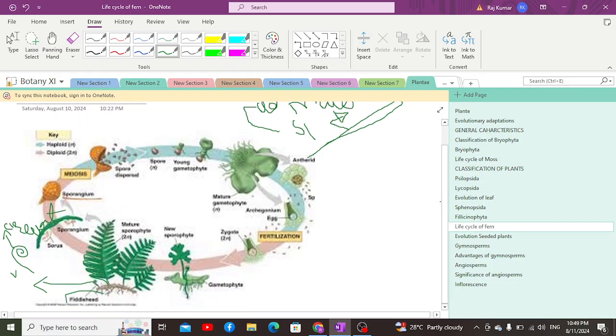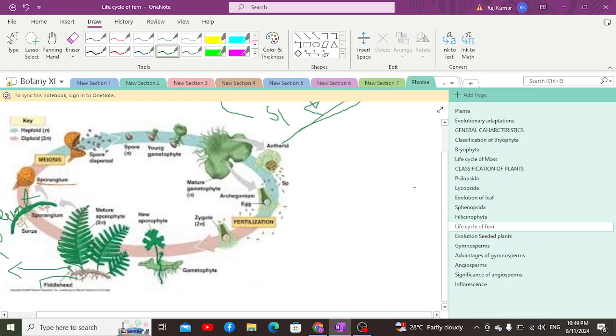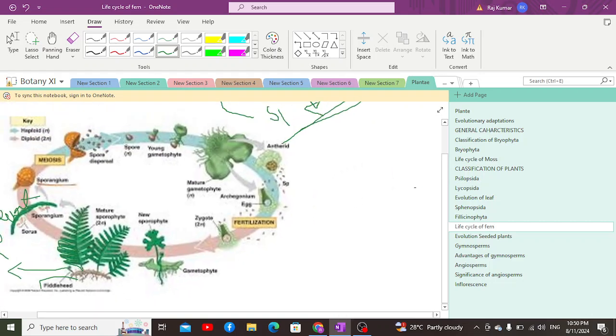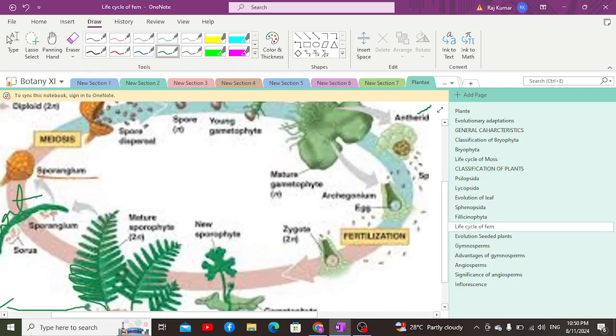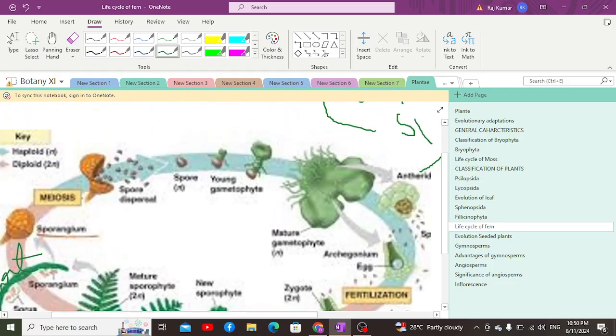Now, the sorus has sporangia, inside which we have a spore mother cell, and that spore mother cell produces haploid spores by means of meiosis. So when meiosis occurs within the sporangium, the spore mother cell produces the spores.